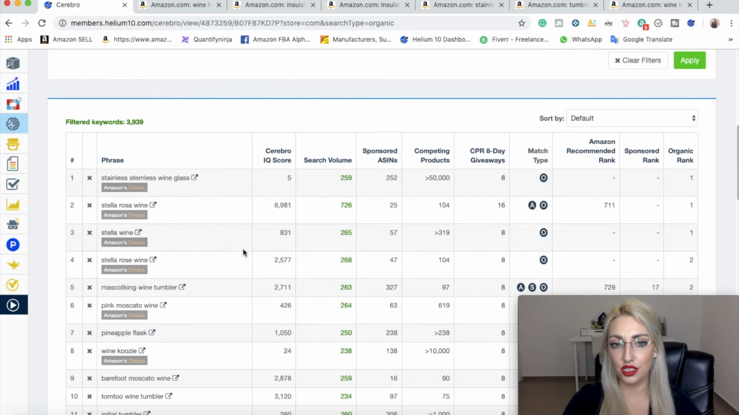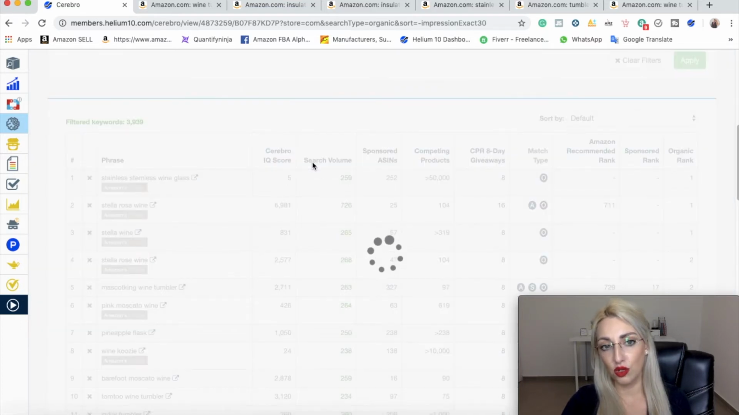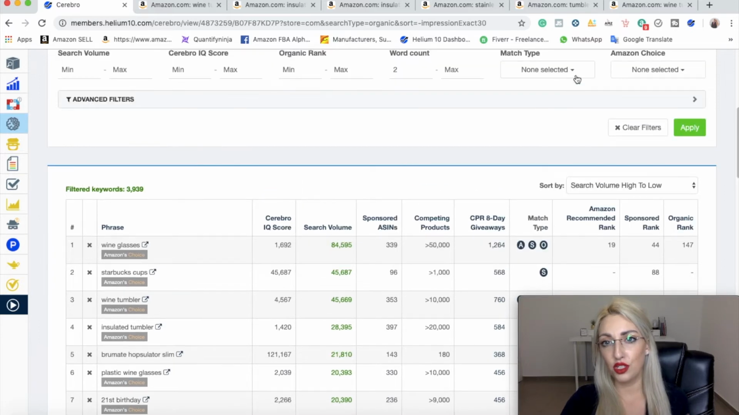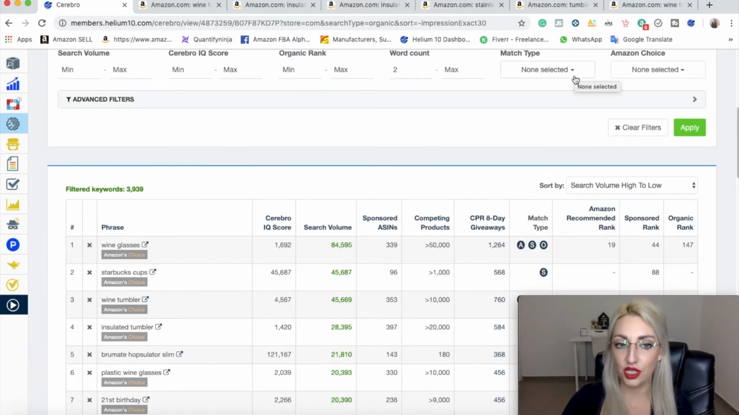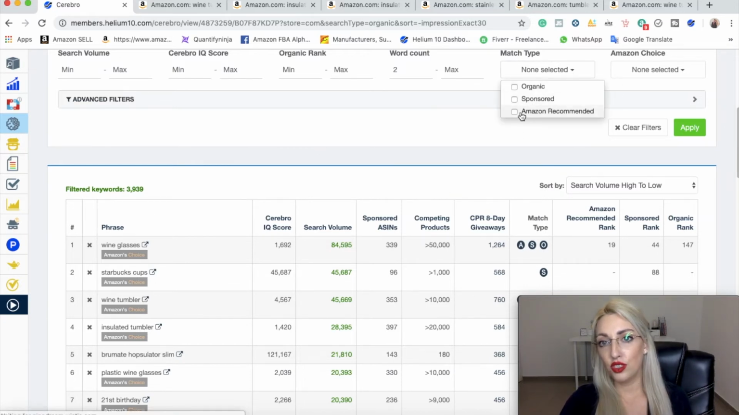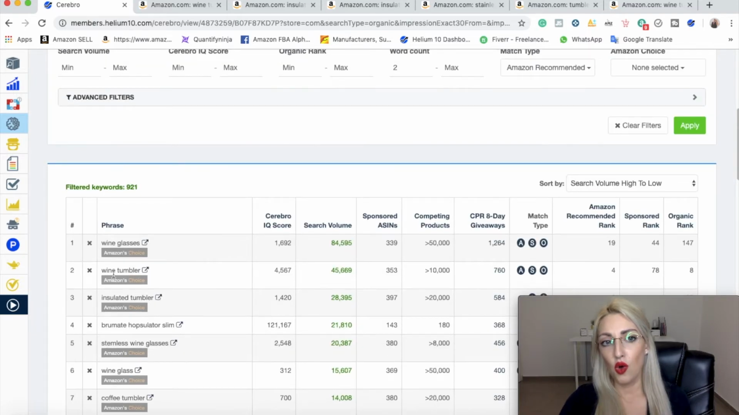Initially, when you look at this, it's going to show you the keywords, or they call it here phrase, the actual keywords in order of the product's organic ranking. I want the search volume highest to lowest. I'm looking for the main keywords. Sometimes you will see a lot of irrelevant keywords, because this may be indexed for a lot of different types of keywords, like plastic wine glasses, because it's a wine tumbler. So you can always go to Amazon recommended, and it's going to filter out all the really irrelevant keywords. Okay, and then you go wine tumbler.